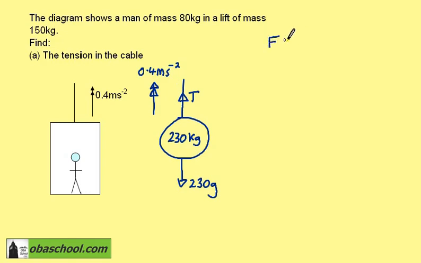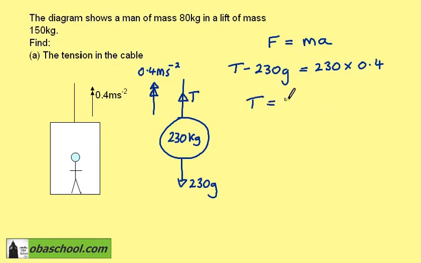We can now use F equals ma, remembering of course that F is always the resultant force acting on the object. In this case it's going to be T take away 230G, and this is going to be equal to the mass times the acceleration.